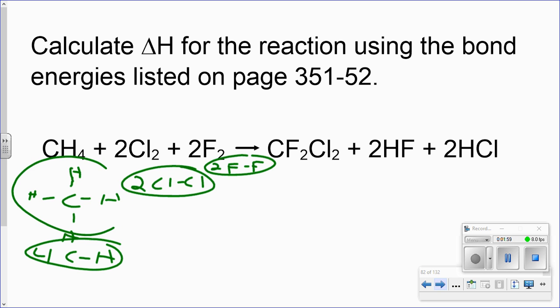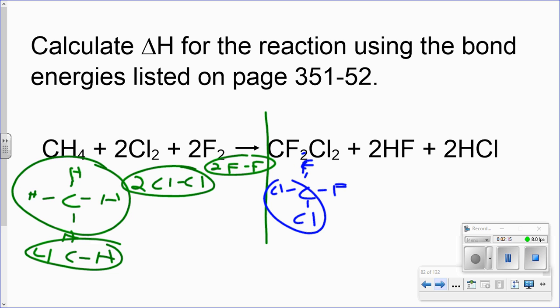Now, this is a Lewis structure, okay? You should have already watched the video on how to draw Lewis structures, so that's pretty simple, okay? Now, you have 2 CF bonds and 2 CCl bonds, right? Here's your 2 CCl bonds. Here's your 2 CF bonds. You have 2 HF bonds, and you have 2 HCl bonds.